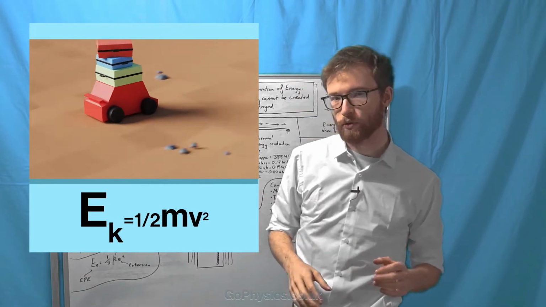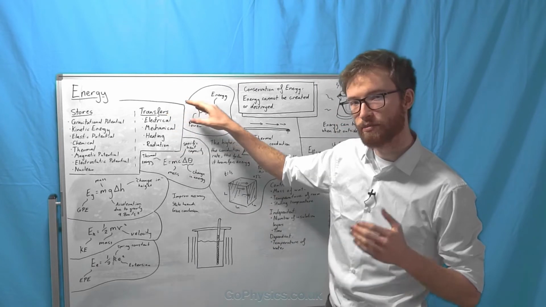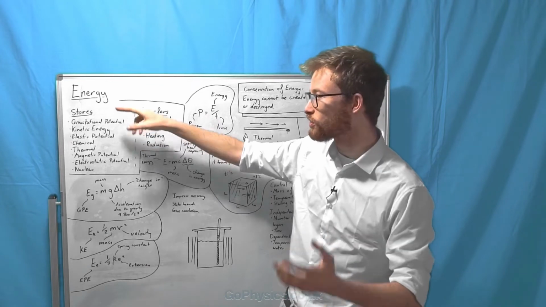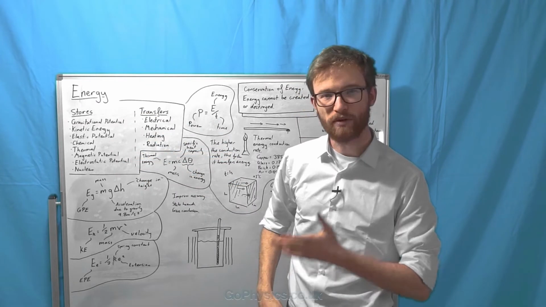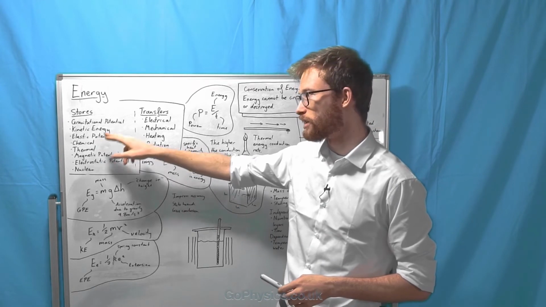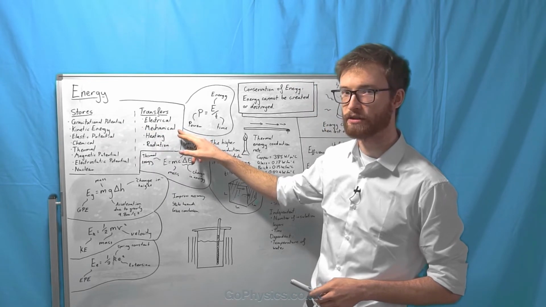As well as energy stores, there are also energy transfers. Energy transfers are the possible ways that we can go from one form of energy store to another form of energy store. If we were to go with the most basic example, we could go from chemical energy to gravitational potential energy using a mechanical energy transfer.